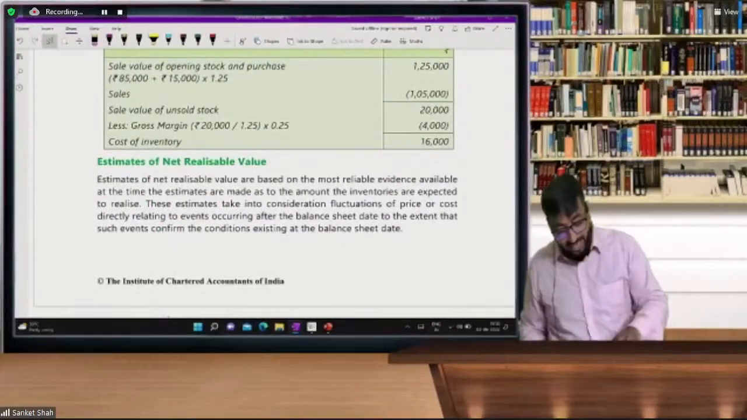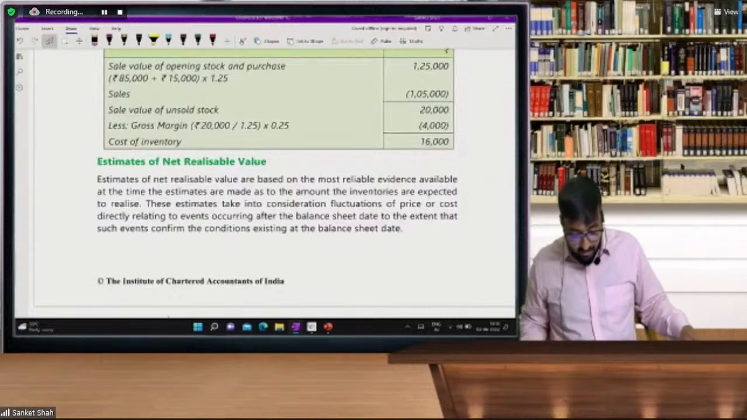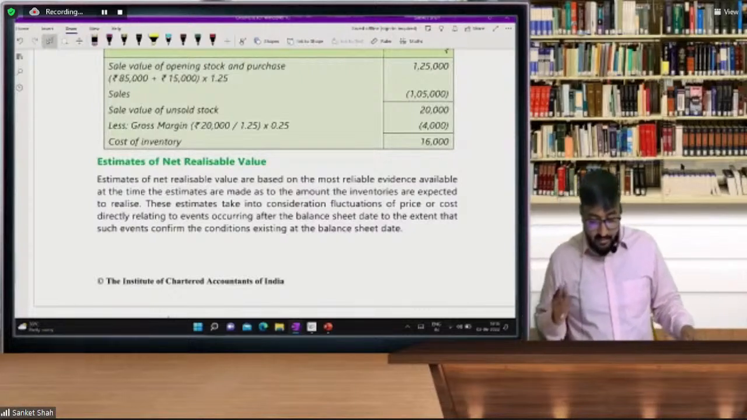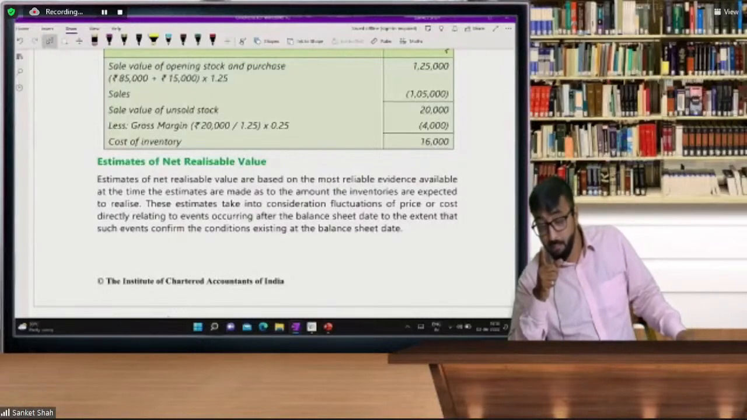I hope you enjoyed till now. एकदम easy है. Yes. Accounts और costing का difference भी समझ में आया? It's very, very important, my friends.